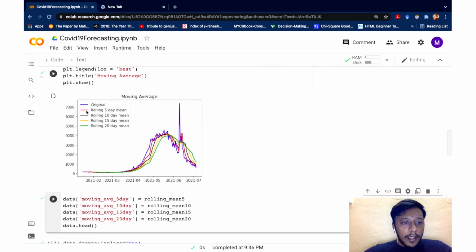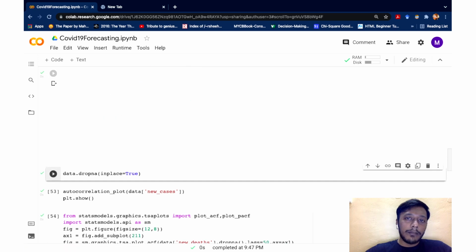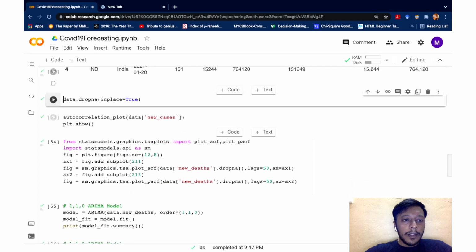You could see that red is the 5-day moving average, and that is very close to blue. As we increase the historical window for computing moving averages, it deviates from the original quite a lot compared to shorter windows. So from this visualization, the 5-day moving average is the best possible option. I'm saving these into new columns in the pandas dataframe so that in the future we can see how good these predictions are with respect to the actuals.